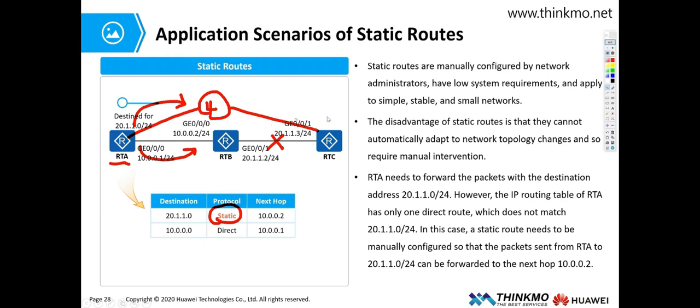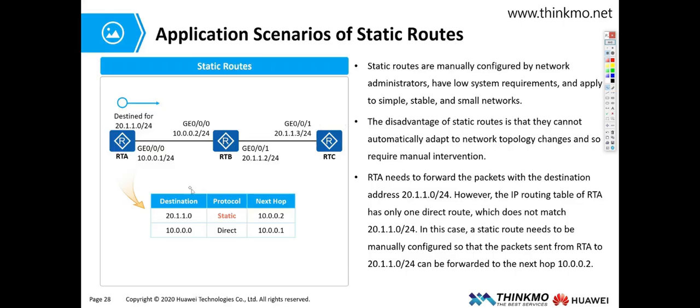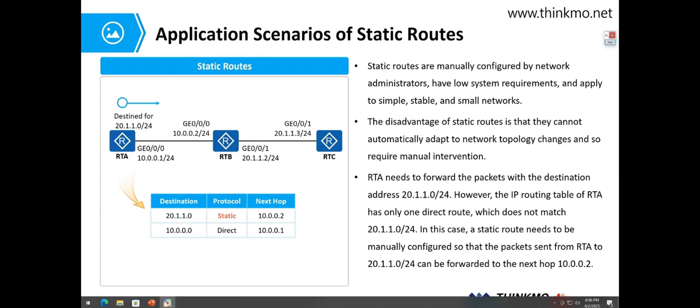If we configure just one route, RTA needs to forward packets with the destination address of 20.1.1.0/24. Then, in the routing table of our RTA, what do we have? There is only one directly connected route, which is 10.0.0.0. This does not match 20.1.1.0/24. Therefore, we need to manually configure a static route so that our RTA can successfully forward data to 20.1.1.0. Now, we need to see how to configure it.